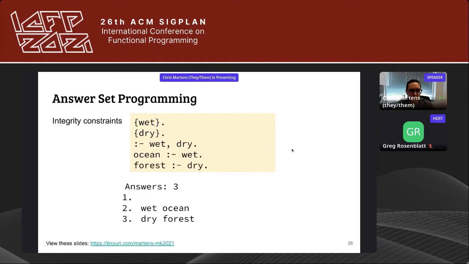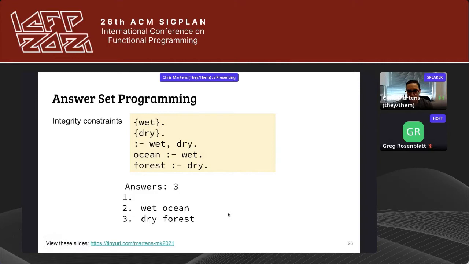And then you can build on that. So you can say, all right, you can make it wet or dry. You can't make it both. If it's wet, then there's an ocean. And if it's dry, then there's a forest. And that gets you essentially the same three answers we had before, but augmented with this additional fact of either wet or dry, whichever the condition was that led to the terrain.